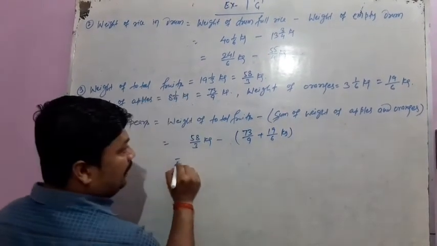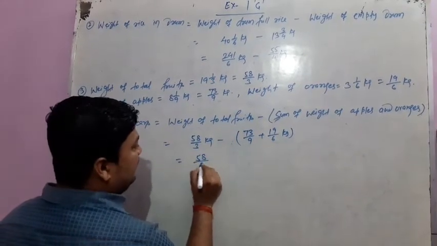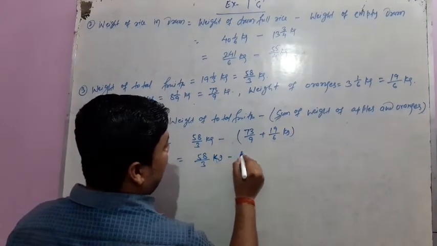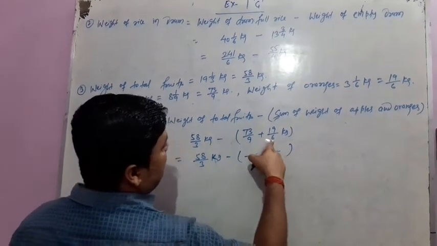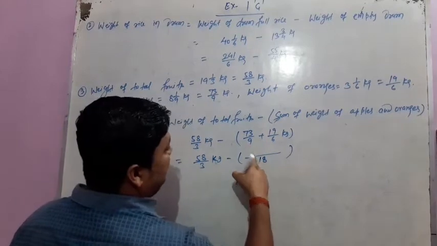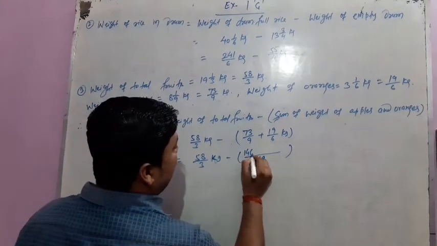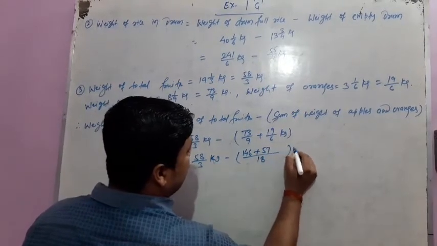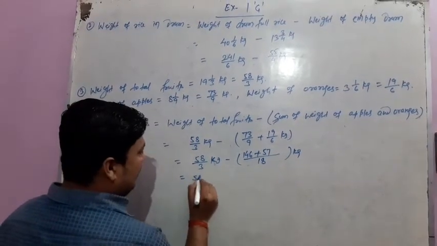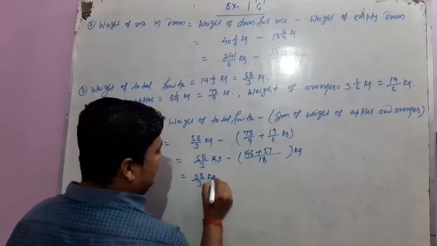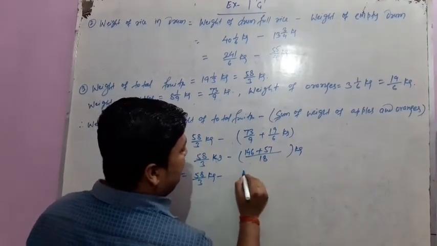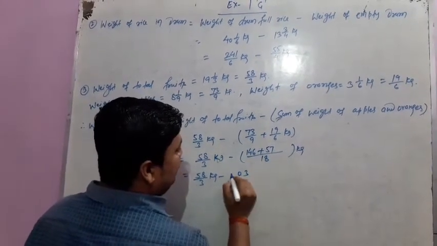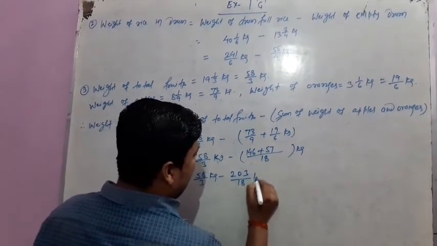Therefore 58 by 3 kg minus, here the LCM will be, LCM of 9 and 6 is 18, 9 2 is 18, 73 2 is 146, 6 3 is 18, 19 3 is 57. That is 58 by 3 kg minus, here we are adding the value, 7 6 13, 5 4 9 1, 10 1 1, 203 by 18 kg.